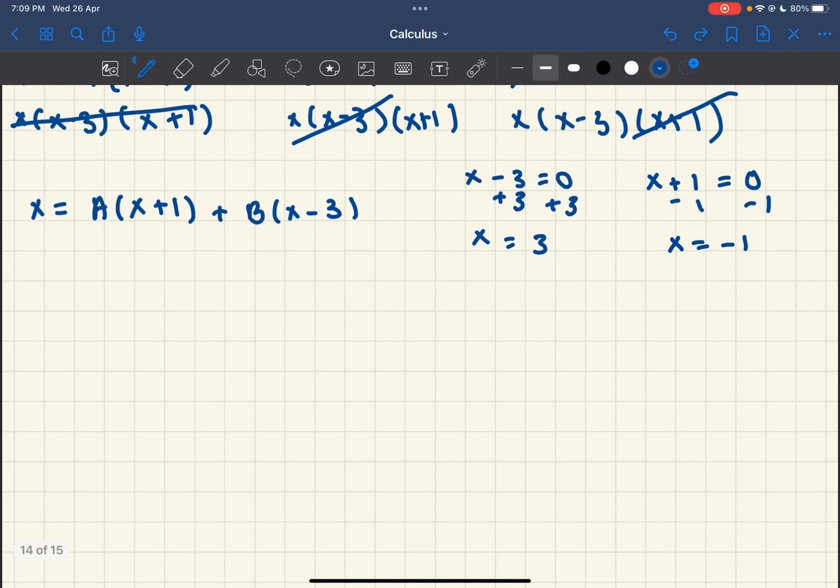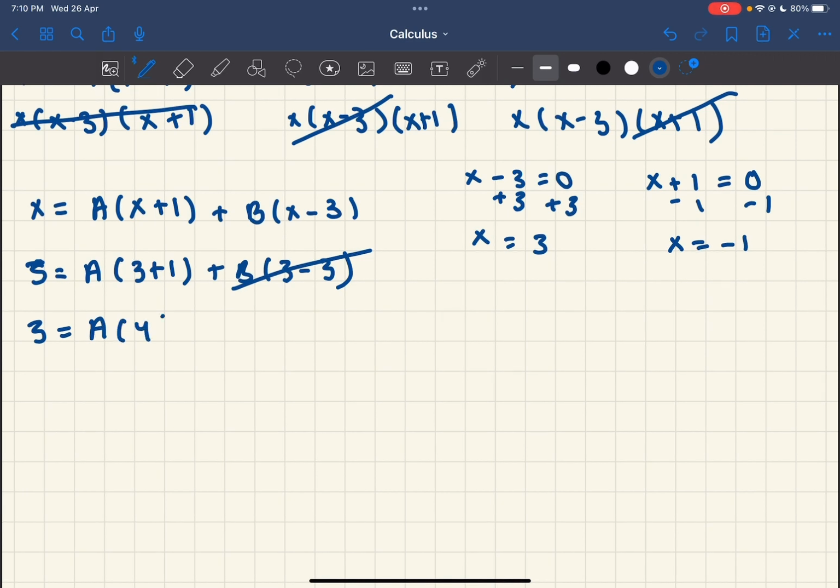So let's start by substituting 3. Instead of x, we're going to write 3. So 3 equals A times 3 plus 1, plus B times 3 minus 3. This cancels out, and we're left with 3 equals A multiplied by 4. Then we divide by 4 to get rid of the 4 multiplied to the A, and so we are able to find A, and A is 3 over 4.